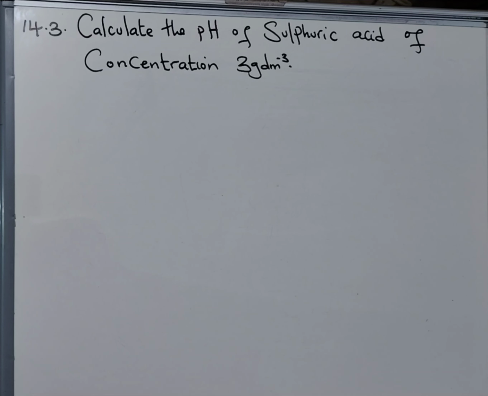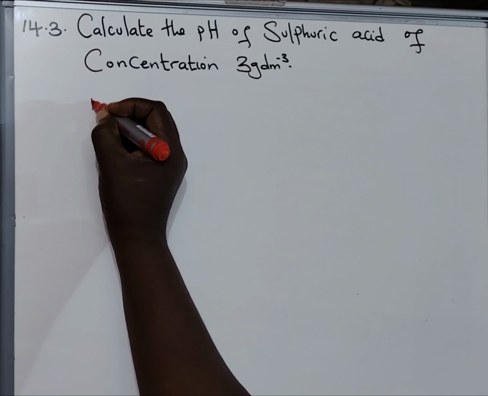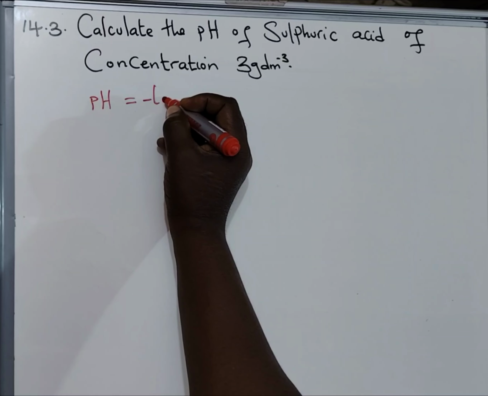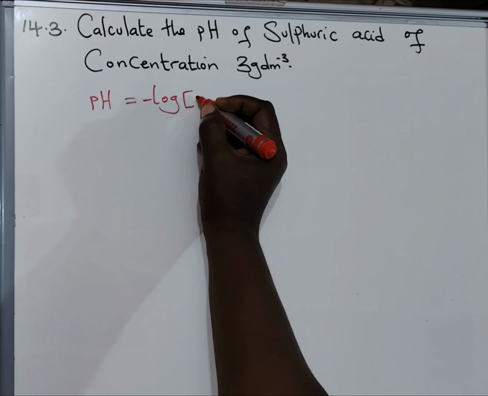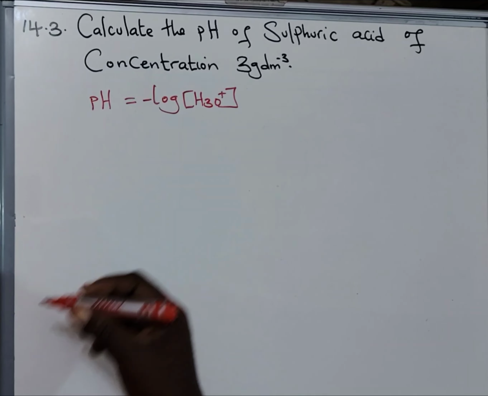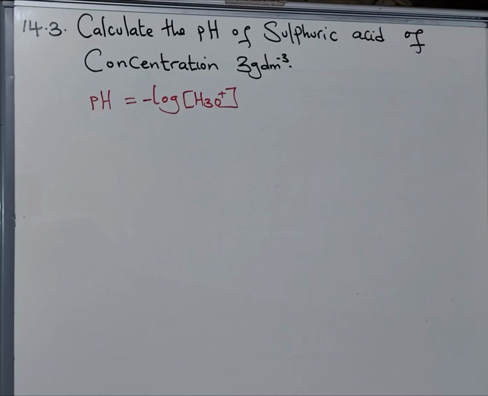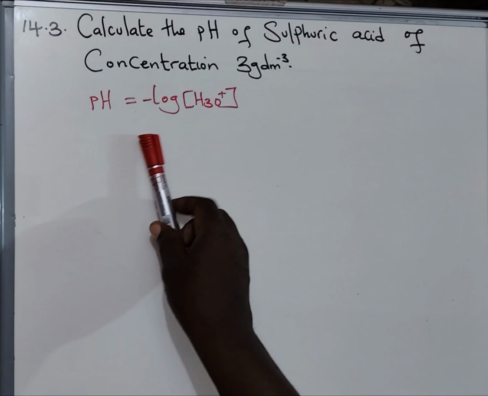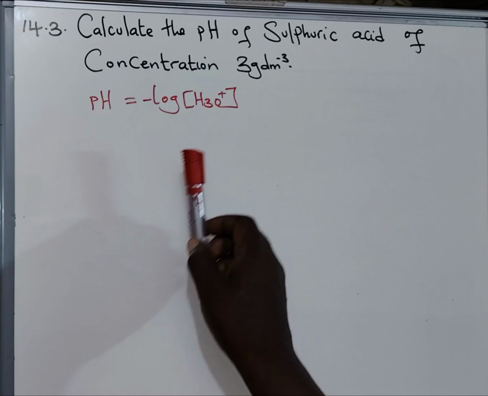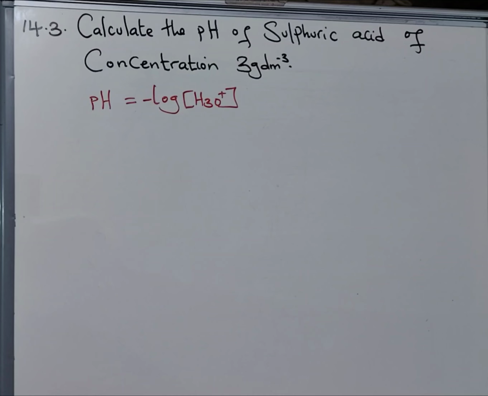How do we go about that? Okay, here you have to know that if it's pH, then it is going to be negative log hydronium or hydrogen ion concentration, either way. So that's the formula we have. So our task is to calculate the hydronium ion concentration. Okay, how do you go about that one?